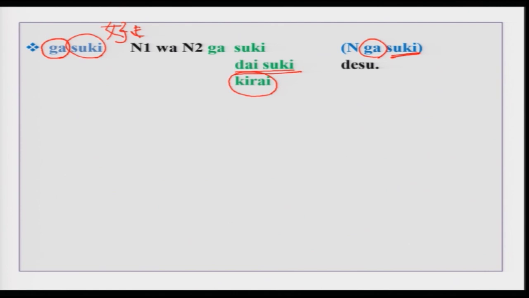Kirai means I do not like. Opposite of suki is kirai. So, all will take particle ga. We have done this earlier.